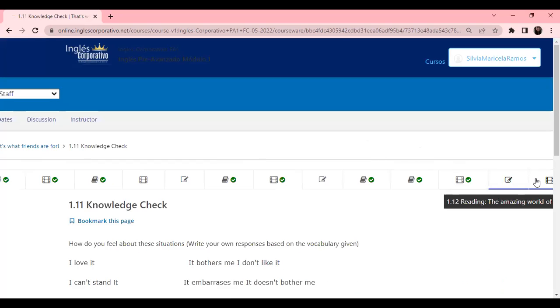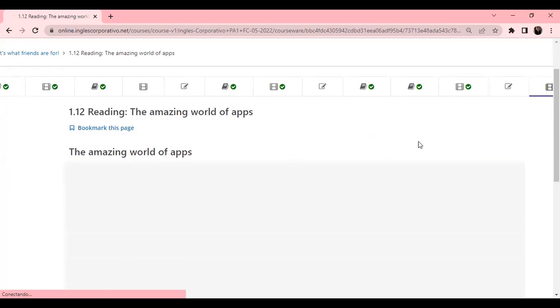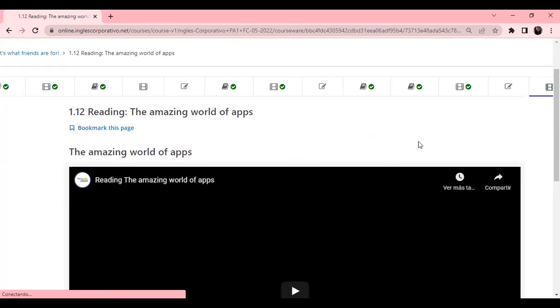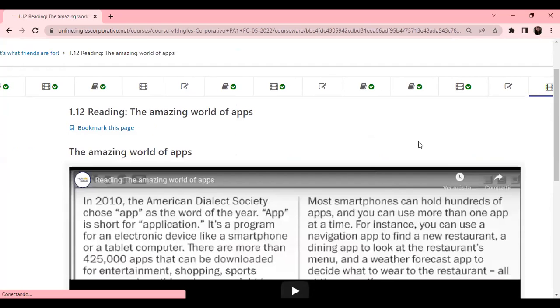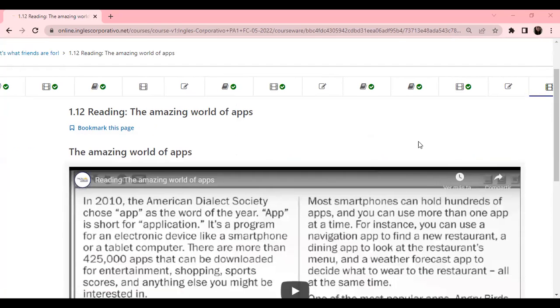Now, we're going to continue here with the reading part, okay? Pay attention, because you are going to read with me. Right now we're going to pay attention to the pronunciation, of course, but later I want you to read. Give me a sec.